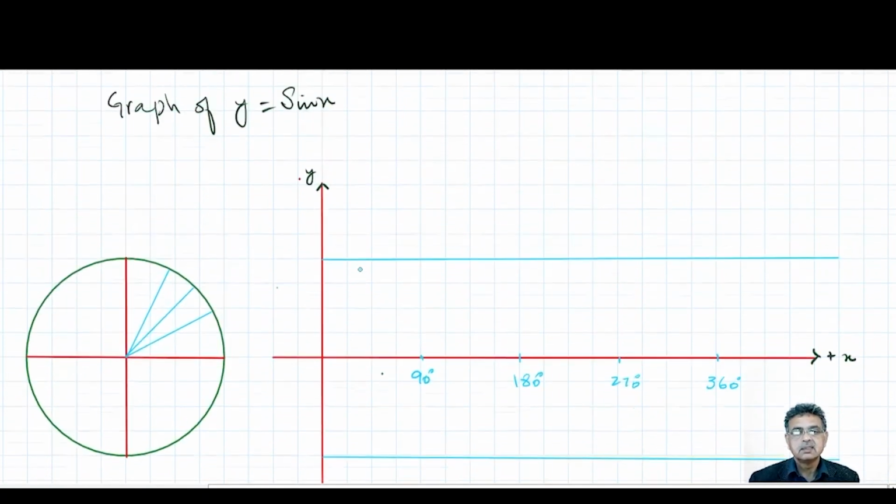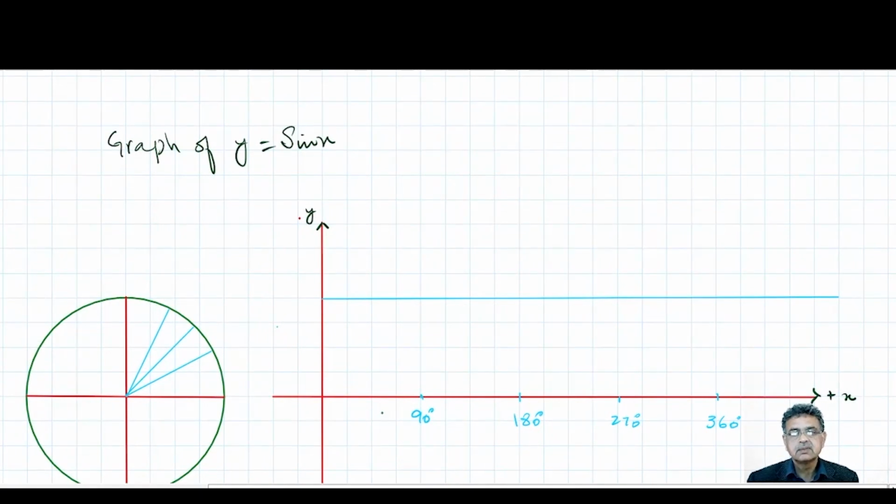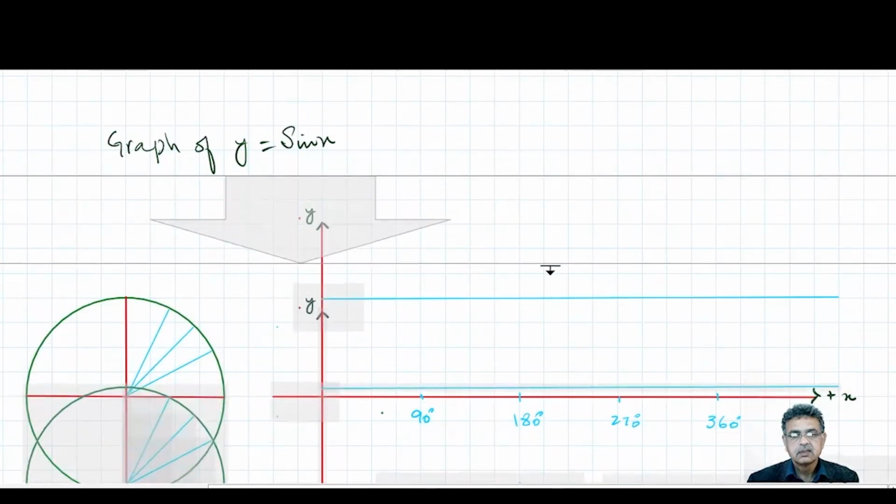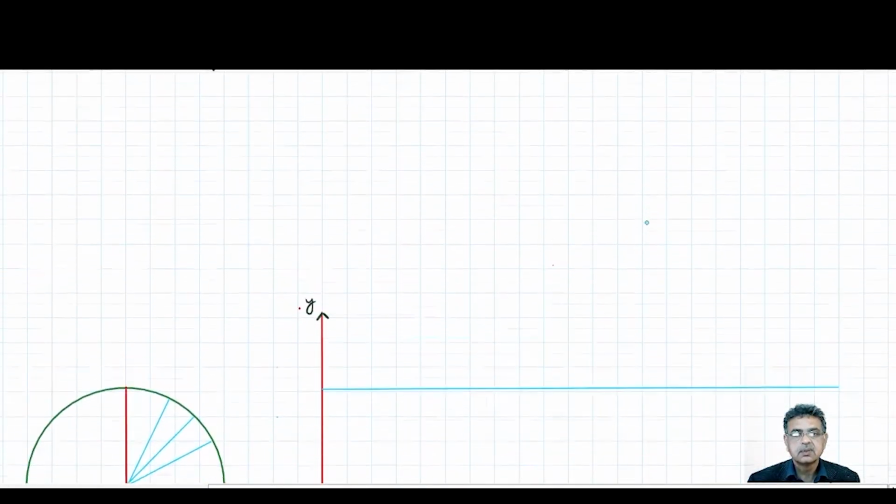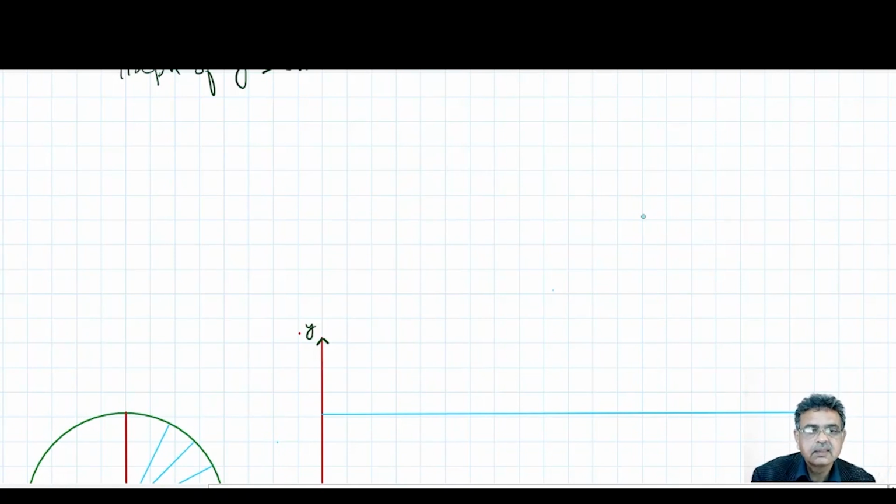You know, sine, the ratio of sin x is opposite over hypotenuse. So just look at it that the ratio is y is equal to opposite over hypotenuse. Sine x is equal to opposite over hypotenuse.